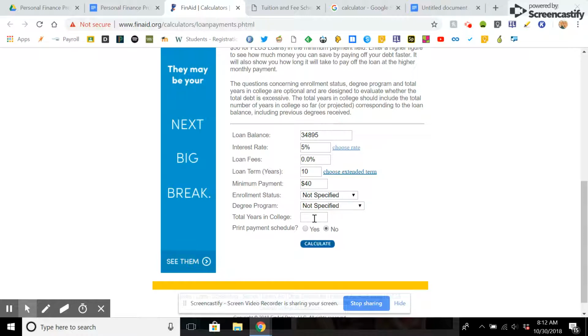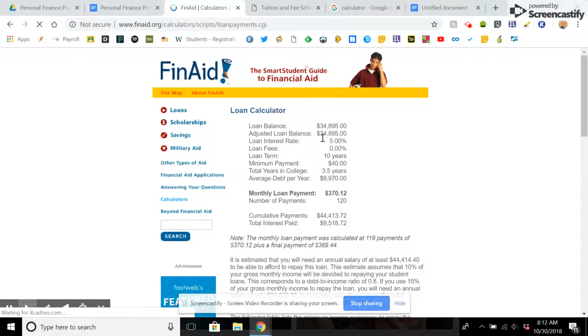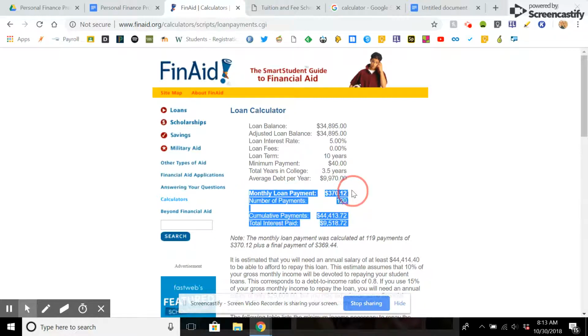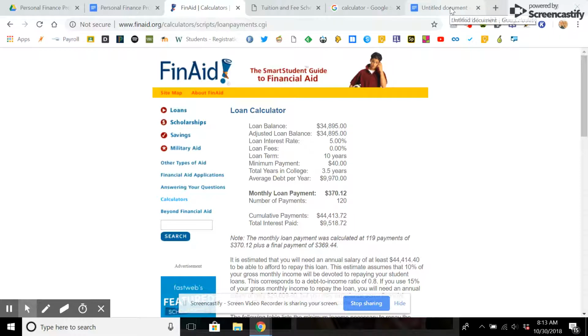So total years in college, I spent 3.5, print. Okay, calculate. All right, there we go. So this is what I'm going to pay. I'm going to pay over 3.5 years. My monthly loan payment is going to be $370.12.